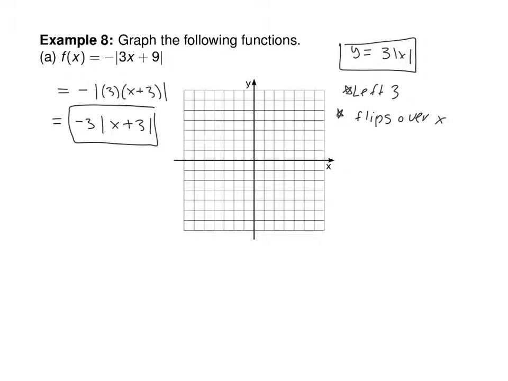The reason it doesn't go up is there's no constant added on the end. Remember when you add stuff inside the function, it's a left-right shift. Yeah, I was talking about the slope. Oh, the slopes are definitely 3s, yes. Okay, so here is what the parent function looks like. We graphed that in the previous example. And then that thing shifts left 3, and then flips over the x-axis, and now it's upside down.